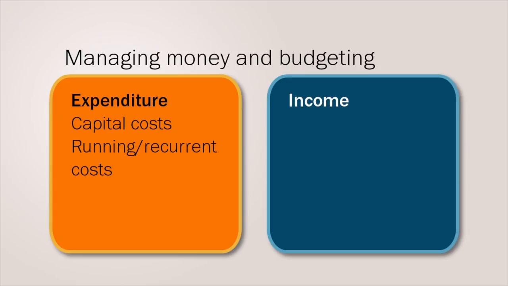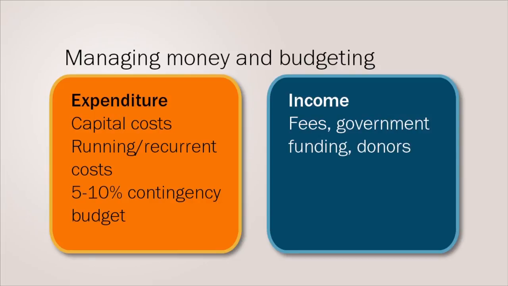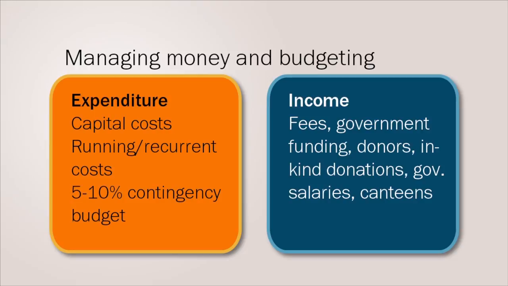It is important that all costs and expenditures are included in a budget. If the exact amount is unknown, then an estimate should be used. Finally, a 5 to 10% contingency budget can also be added. Budget should list all of a programme's sources of income. These include fees, funding from government, local and international donors, in-kind donations, government salaries, income generated from canteens, spectacle sales, and so on.